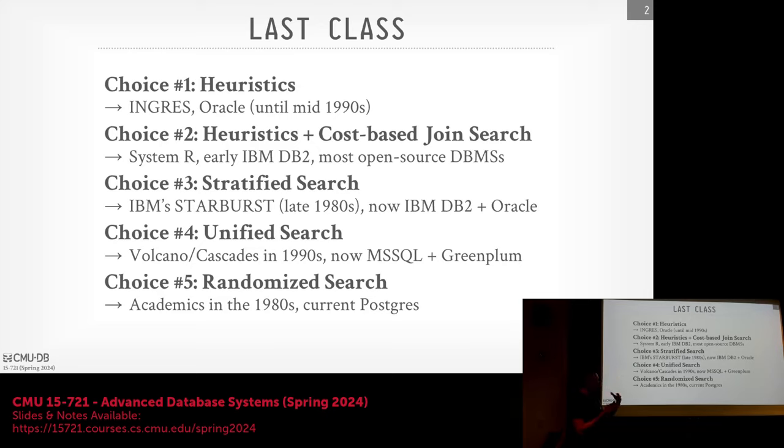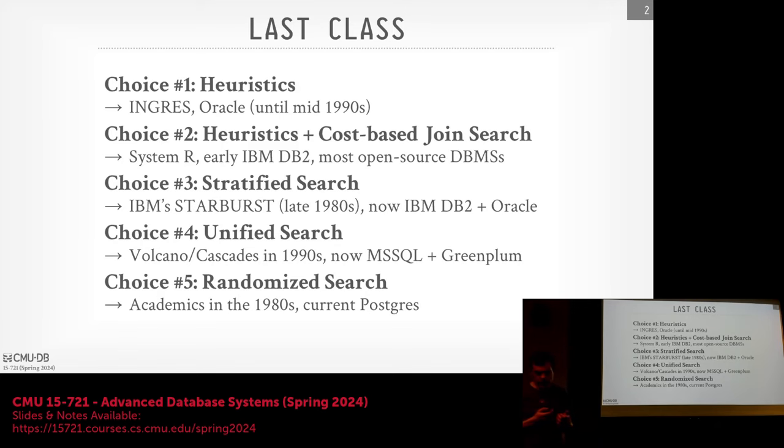But again, the things we discussed last class was going through this progression of how to do more sophisticated things with a query optimizer, starting from just if-then-else rules, looking for patterns that then do some kind of rewrites, which everyone uses when they first start out. And then we saw how System R in the 1970s introduced this cost-based join search. And that's sort of the backbone of how the stratified search and unified search came along. And then randomized search is a variation of this.